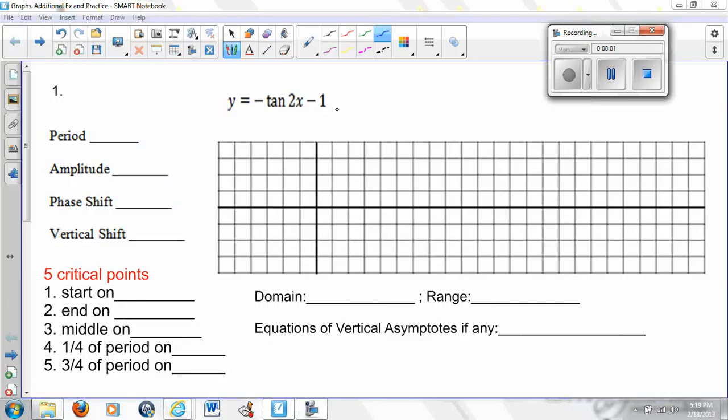This is a series of 4 graphing reviews: one of tangent, one of cotangent, one of sine, and one of secant. It will be broken up into 4 parts because of the size of the video. So starting with this first one, this is the tangent graph. Let's review the 5 critical points of a tangent graph. We're going to start the tangent graph at 0.